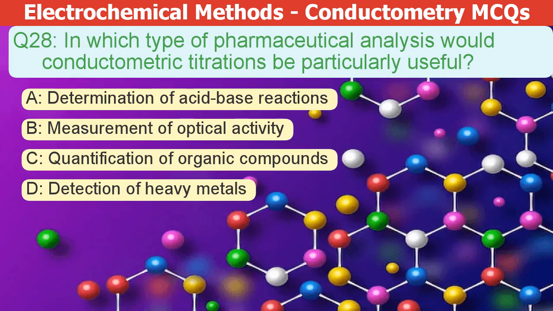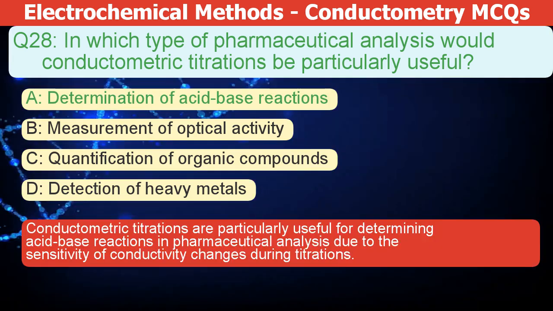In which type of pharmaceutical analysis would conductometric titrations be particularly useful? A. Determination of acid-base reactions. B. Measurement of optical activity. C. Quantification of organic compounds. D. Detection of heavy metals. The correct answer is A. Conductometric titrations are particularly useful for determining acid-base reactions in pharmaceutical analysis due to the sensitivity of conductivity changes during titrations.